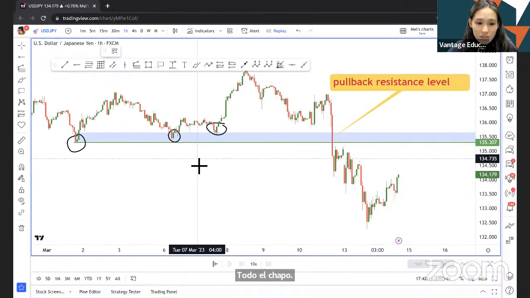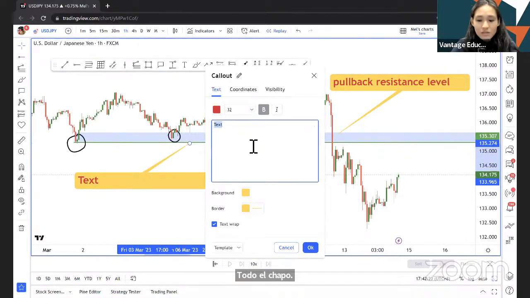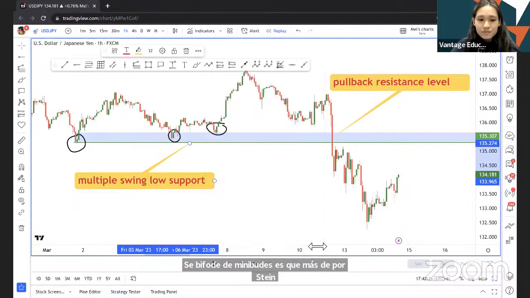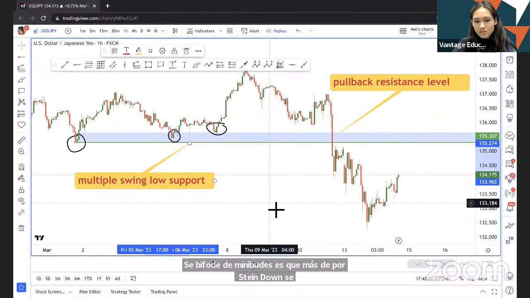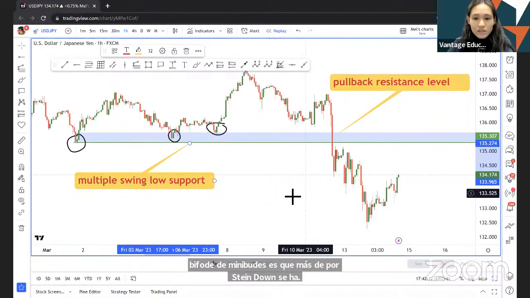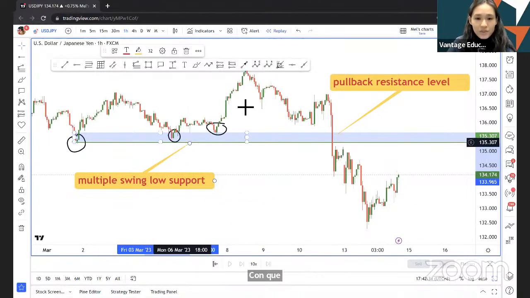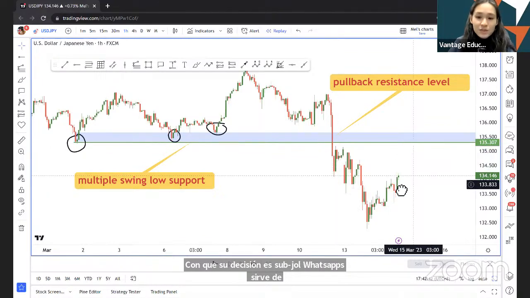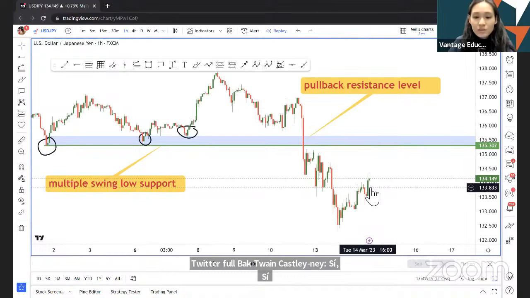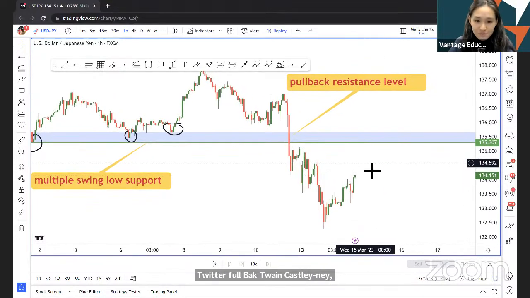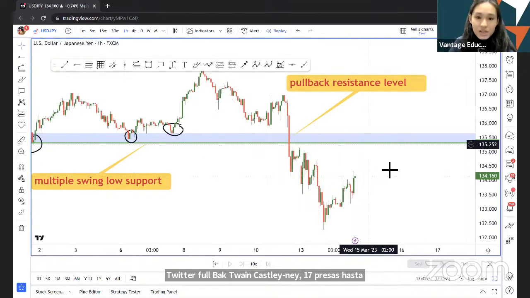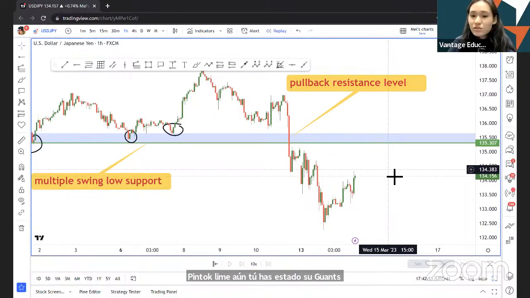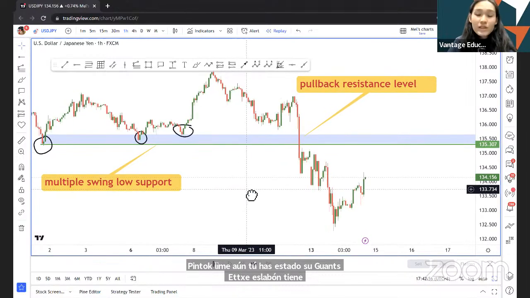Before that, let me label this. This is a multiple swing low support. Once it passes through this level, we're expecting it to pull back to it, thus making it a pullback resistance level. You can see prices are starting to climb up towards this level. Once it touches this level, it will be considered an overlap resistance level.